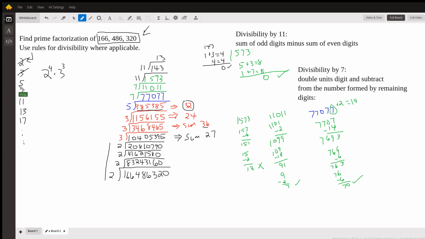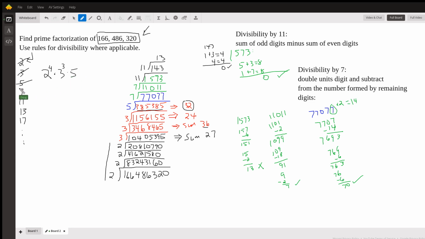Now I move to 5. Is this number divisible by 5? Yes, because the units digit is either 0 or 5. Of course, we took care of all the zeros by dividing by 2. So we'll only be looking at numbers using this technique where the units digit is 5. 5 goes into here 77,077 times, and that number doesn't end in a 5. So I know I'm done with the 5s. I only had one factor of 5 in the prime factorization.